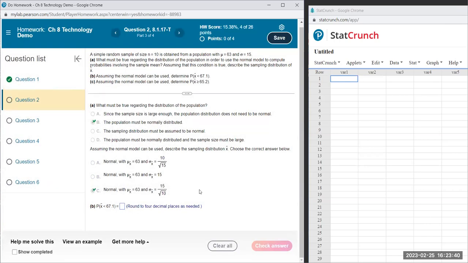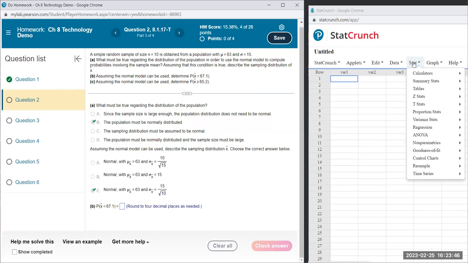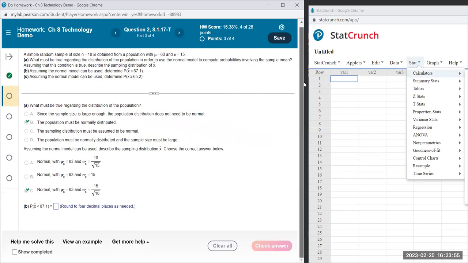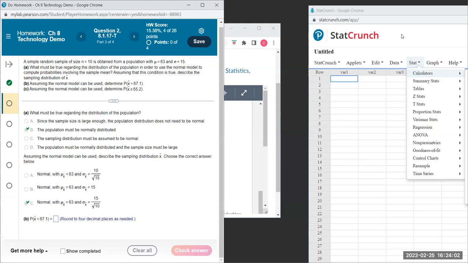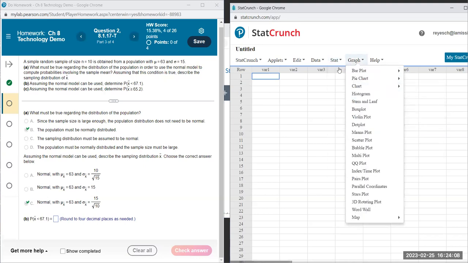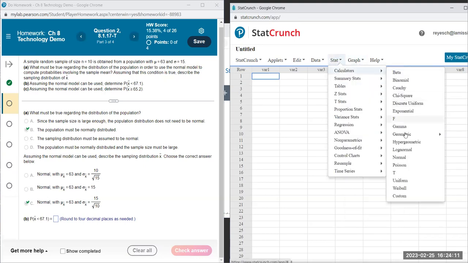Okay, so now let's compute it. Anytime we're computing probabilities, which are areas, we have to do it on StatCrunch. So because we're assuming that this is roughly normal, we can go to our stat calculators and choose the normal calculators. So stat, calculators, normal.